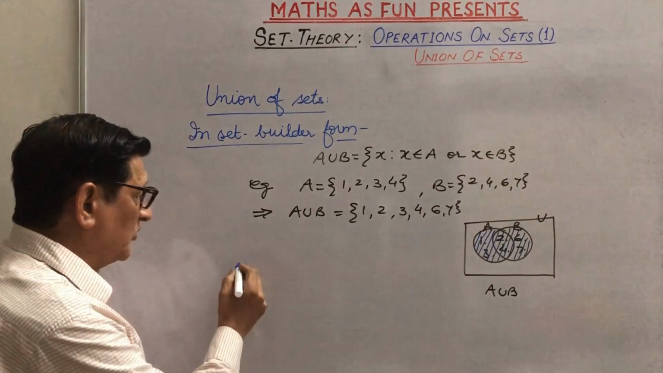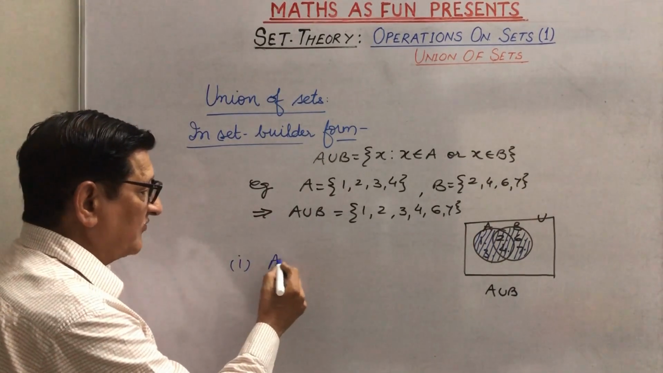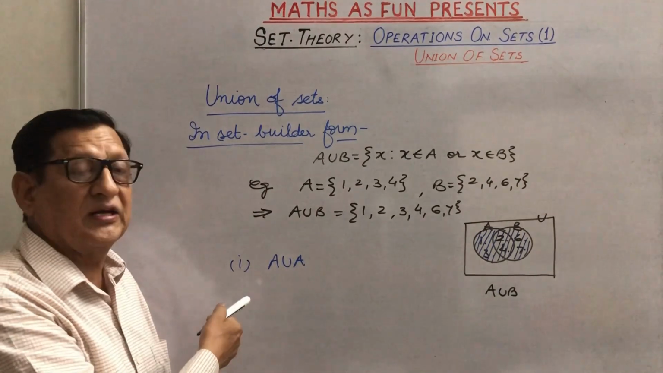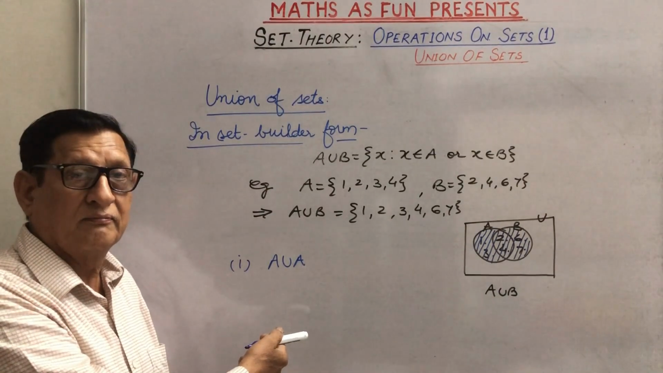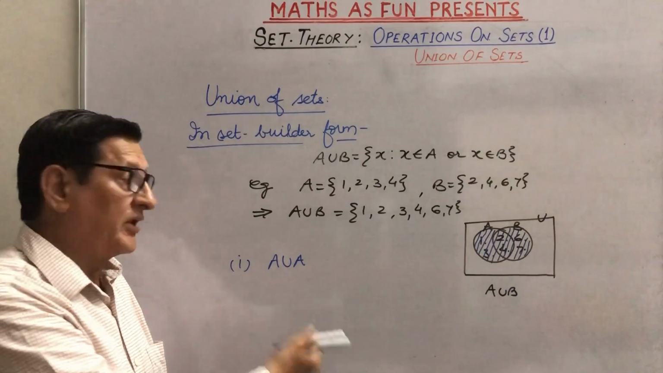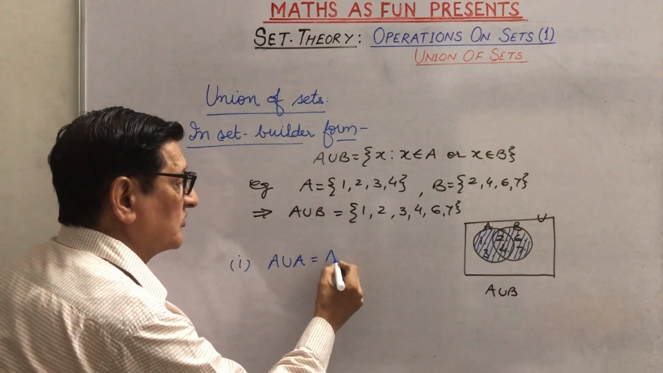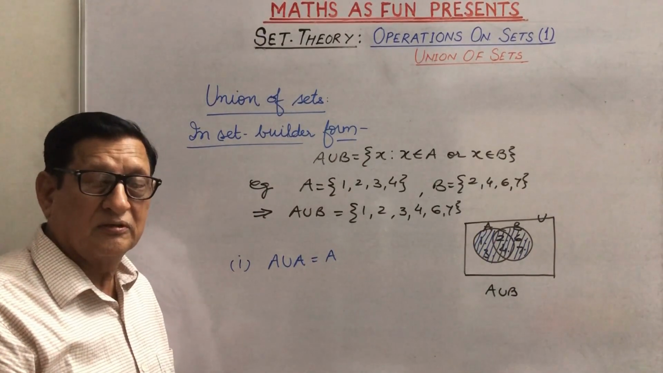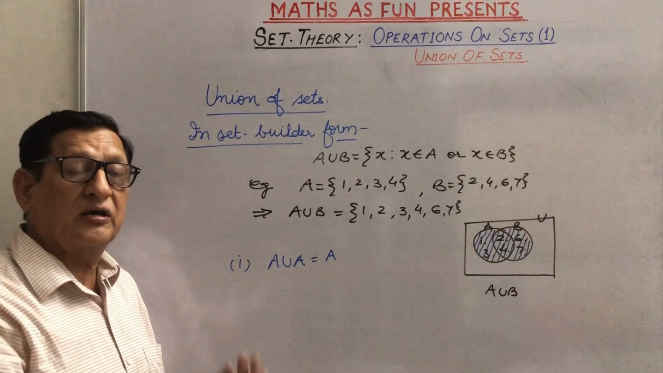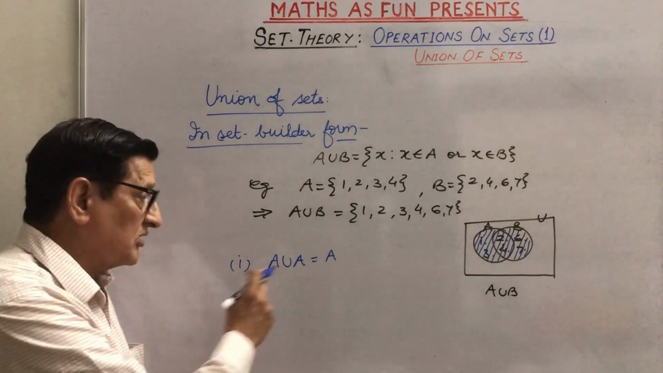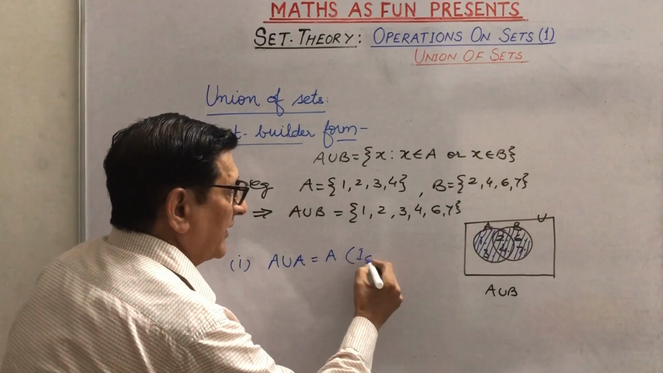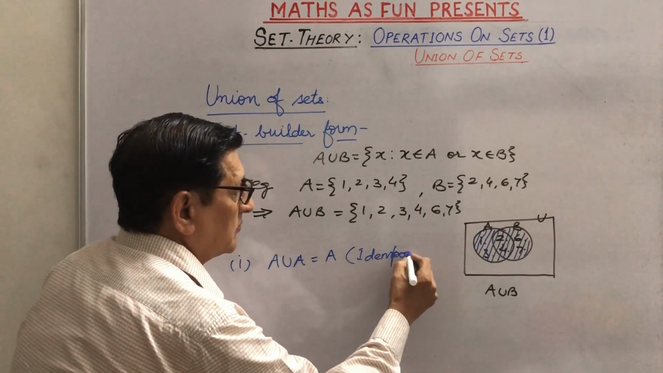We have to learn one more thing, that in case we want to find the union of a set A with itself, then it will contain only the elements of A, or not? Because all the elements of A are in itself. This law is known as idempotent law.